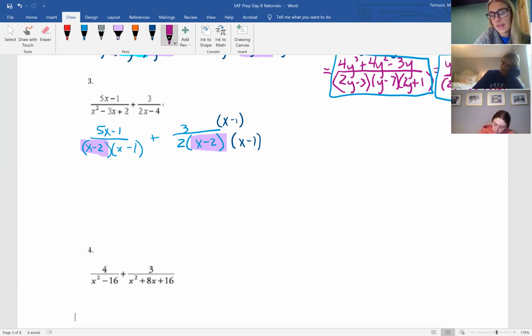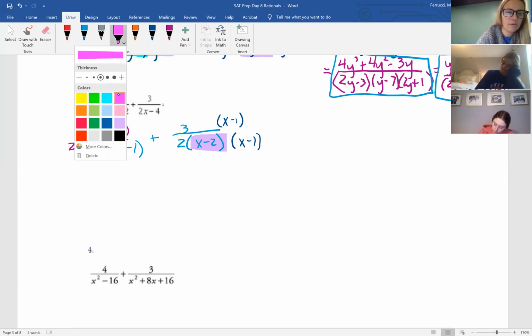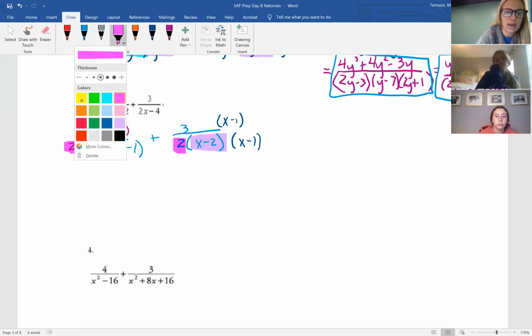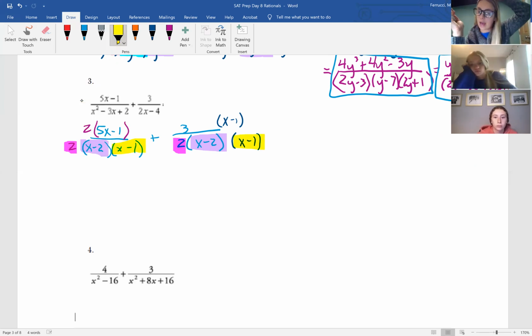Now on the right-hand side, the 2 has a 2. This left-hand side one does not. So we would multiply both the top and bottom by 2. So now we have 2, 2, x minus 2, x minus 2, x minus 1, x minus 1. Now they have common denominators. All their factors are the same.